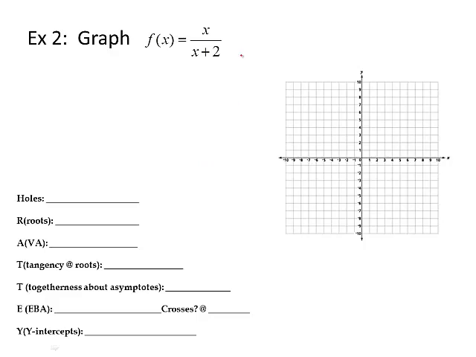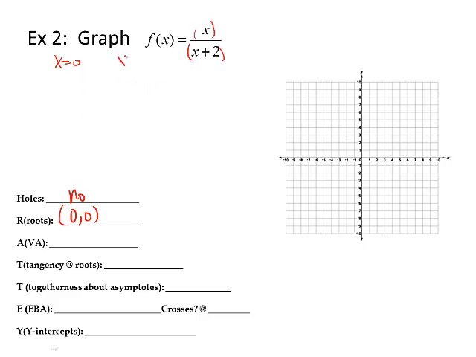Let's try another one, x over x plus 2. All right, it's already factored for me. Thank you very much. Now, are there any holes? No, no common factors that will cancel. The root, if x is just x on top, it's just x equals 0. So my root is at 0, 0.